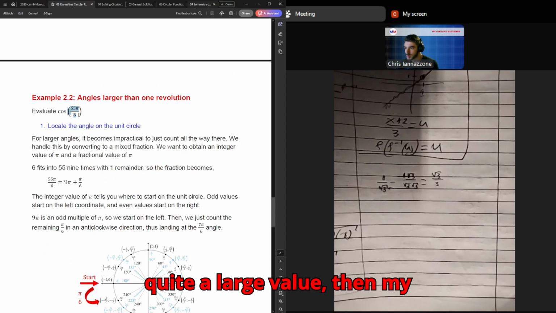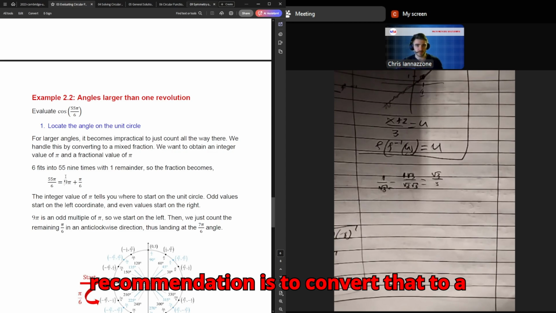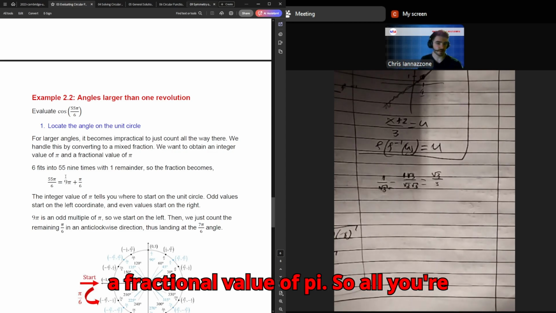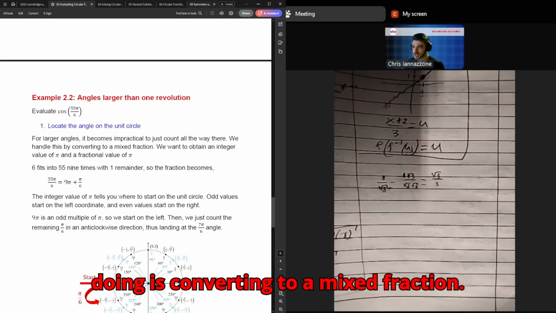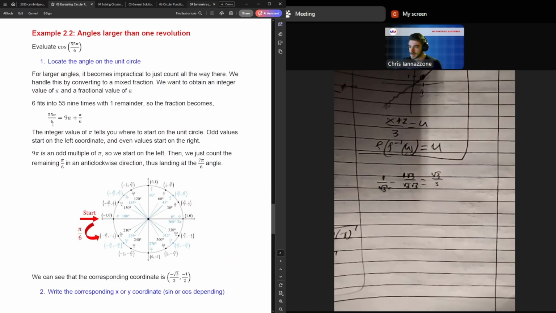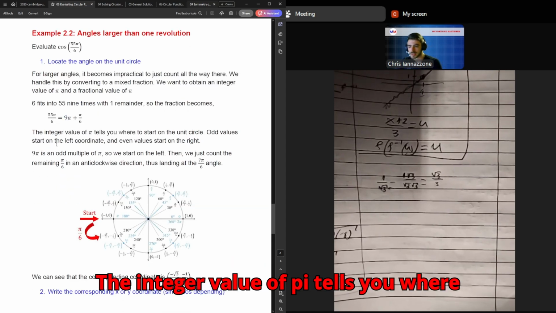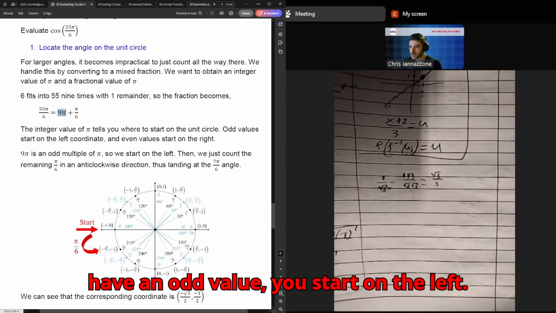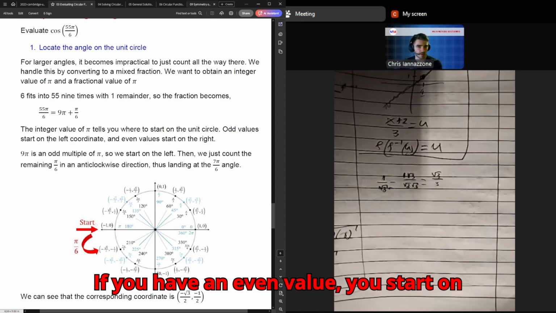Alternatively, if you have quite a large value, then my recommendation is to convert that to a mixed fraction. You want to know an integer value of pi, and you want to know a fractional value of pi. So all you're doing is converting to a mixed fraction. In this case, it's 9 pi plus pi over 6. The integer value of pi tells you where to start on the unit circle. If you have an odd value, you start on the left. If you have an even value, you start on the right.